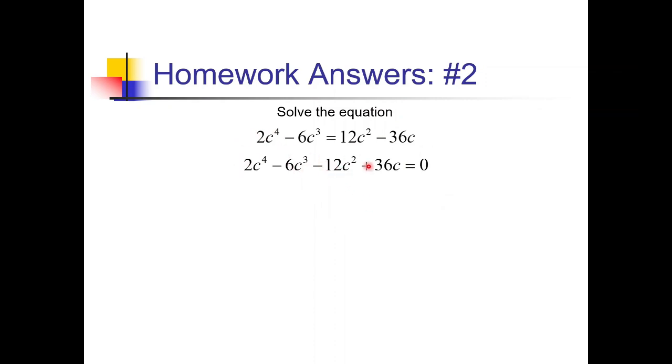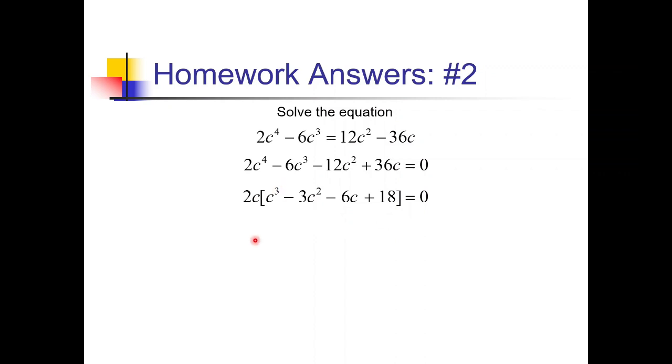These things are all even, so I can take a 2 out of all of them. And they all have a c, so I can actually take a 2c out. That leaves me with c to the third minus 3c squared minus 6c plus 18. And since I've got 4 terms, I'm going to try to factor this by grouping.